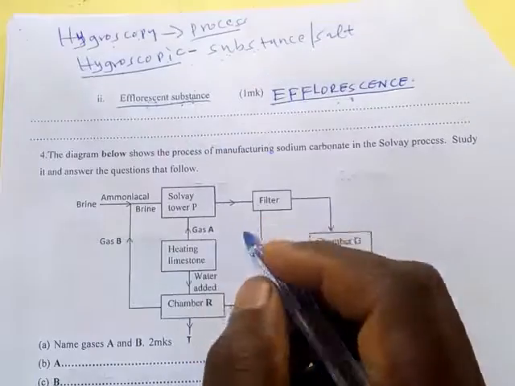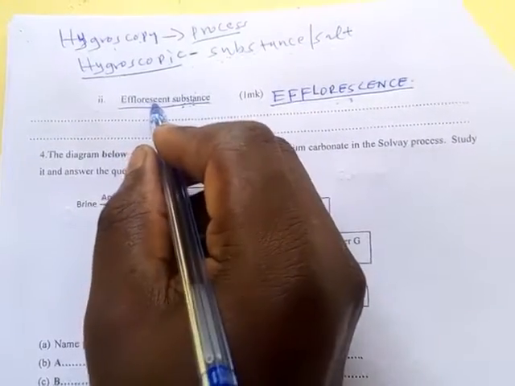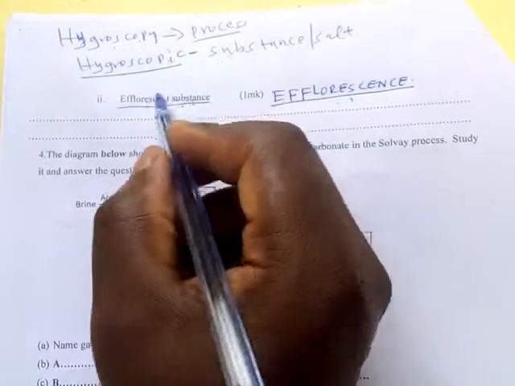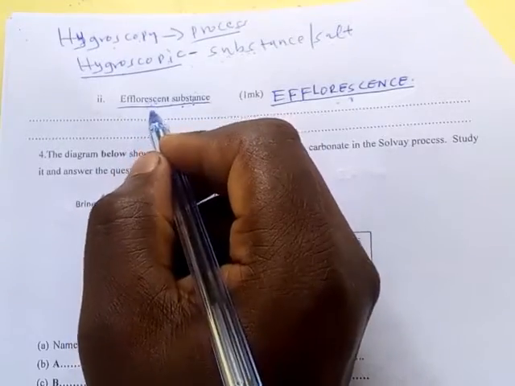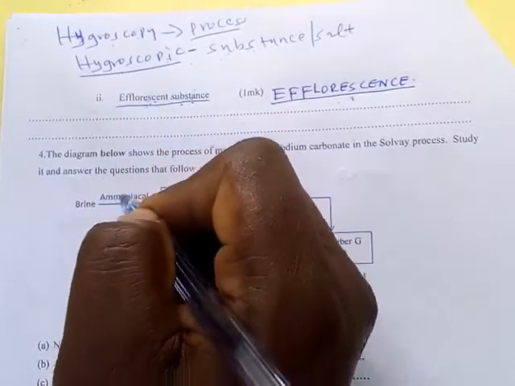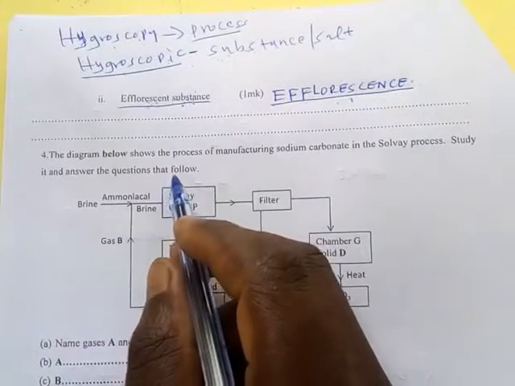So it is important to know the examples of hygroscopic, efflorescent and deliquescent substances. It is important you know examples in each of these salts.